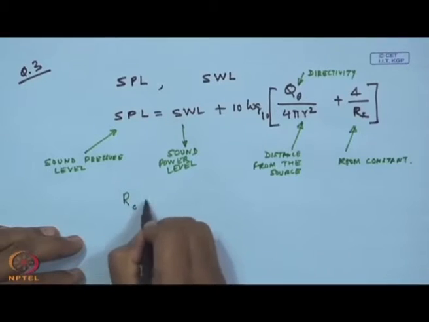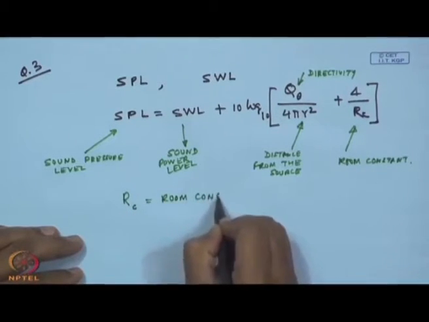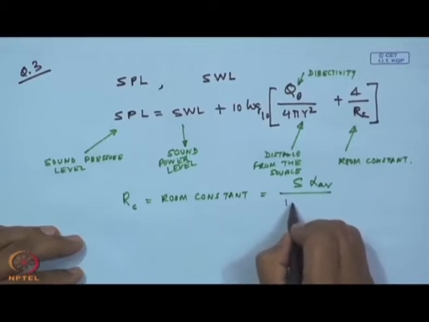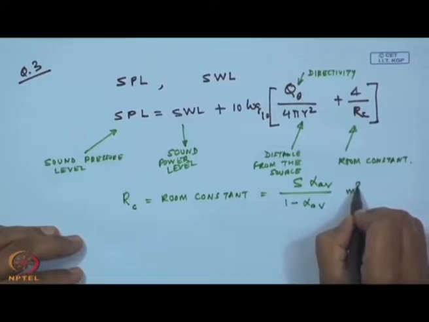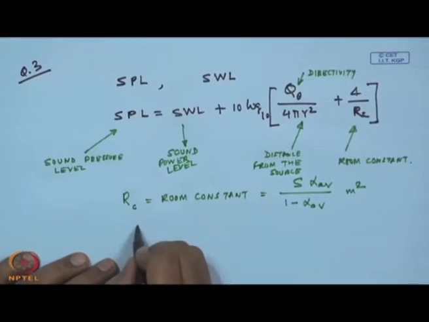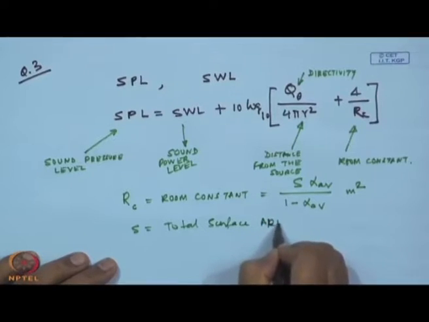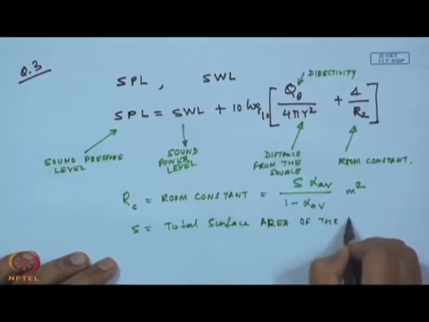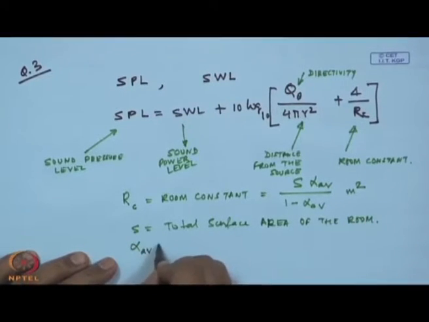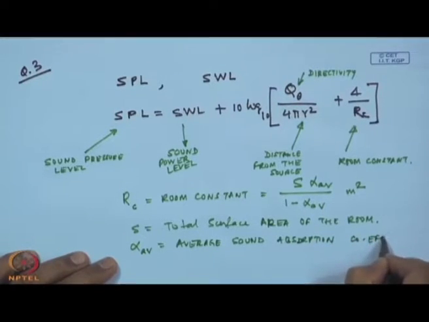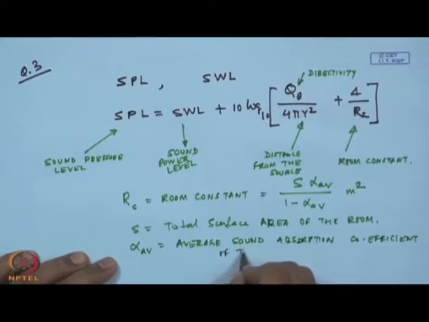So, R c is given by this formula, S alpha average by 1 minus alpha average, in meter square, where S is the total surface area of the room, alpha average is the average sound absorption coefficient of the room.